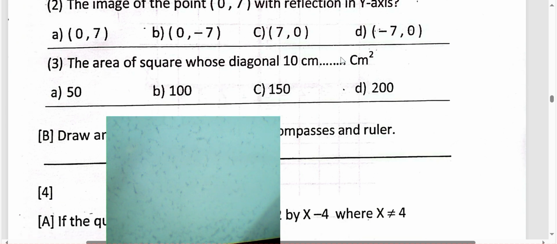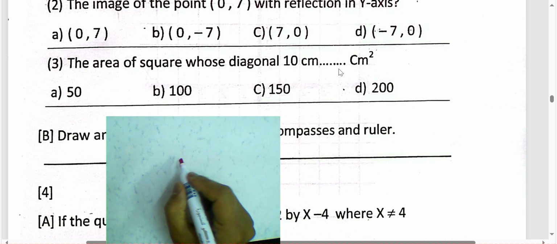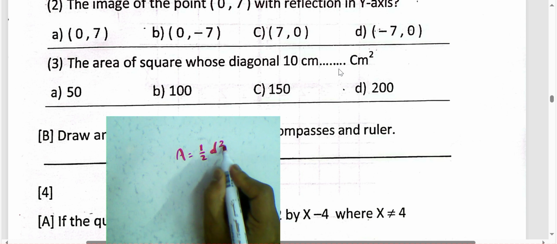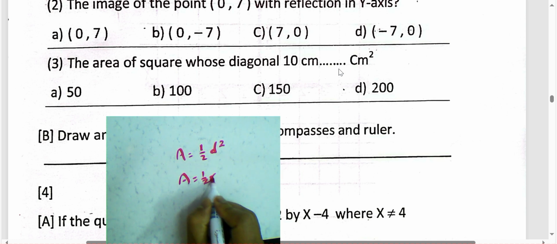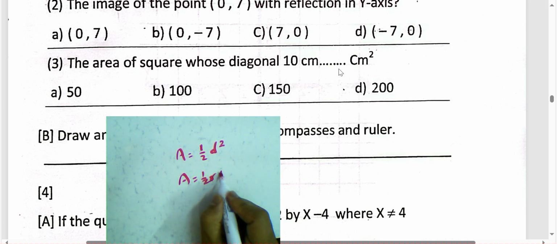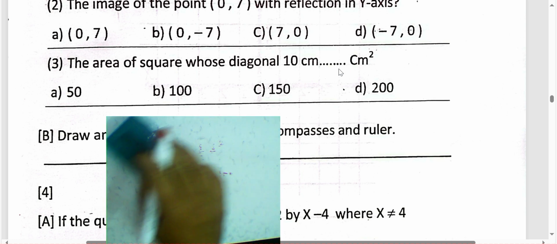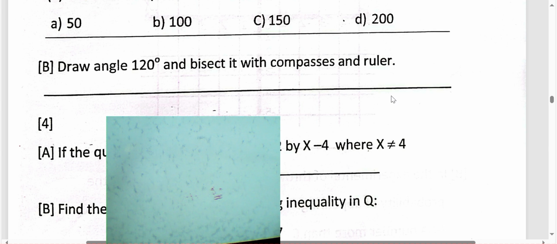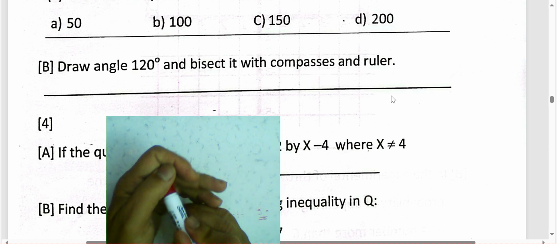Next question. The area of a square whose diagonal is 10 cm equals half the diagonal squared. The diagonal is 10, squared is 100. Then the area equals half of 100, which is 50 square centimeters.